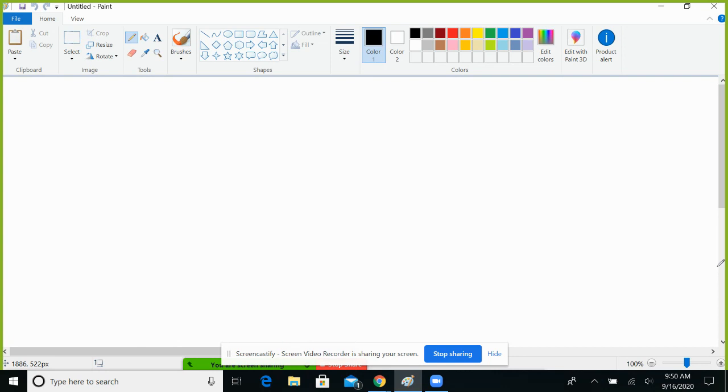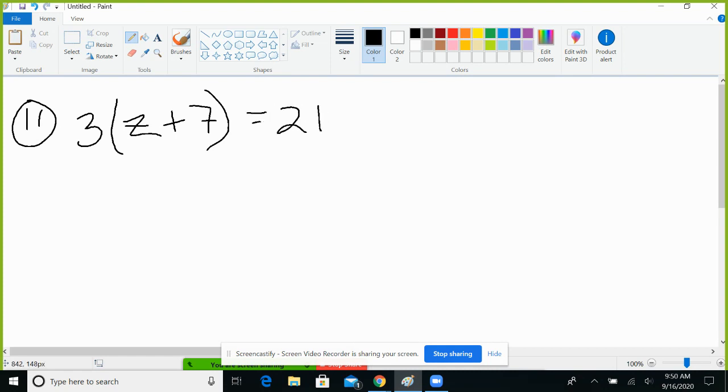Now we're going to add an extra step and see how that goes. So number 11, 3 times the quantity z plus 7 equals 21. Now let's see if you remember what your first step is with a problem that looks like this.